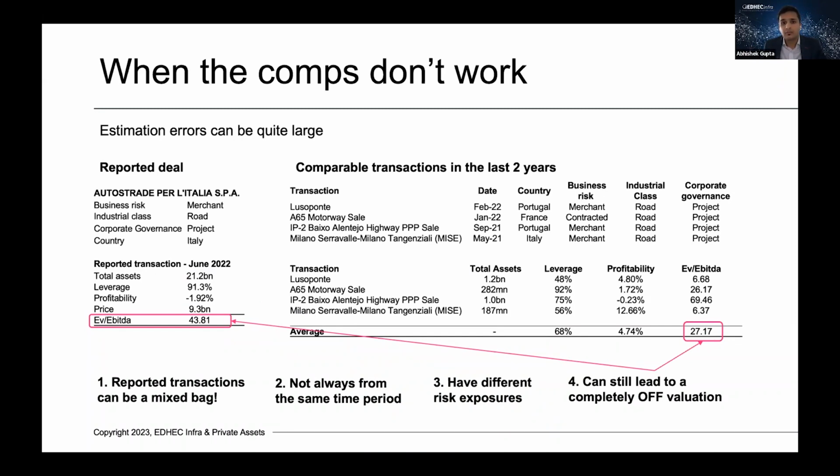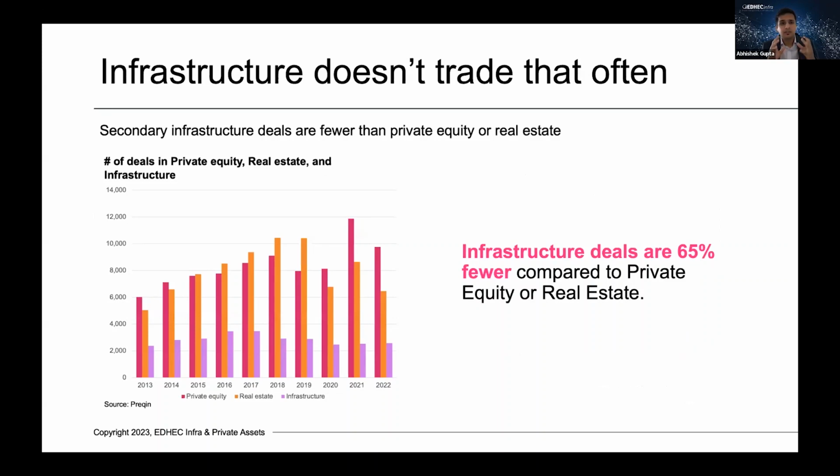But there are many other factors as well. This is just to demonstrate how difficult the task is, to just look at something that has traded recently to find your valuation. And the key issue lies in the fact that infrastructure doesn't trade that often. So the comps approach, like I mentioned at the start, is more popular in equity and real estate. But here I'm showing you the number of deals in private equity, real estate, and infrastructure over the past 10 years. And one thing is clear: infrastructure has very few deals.